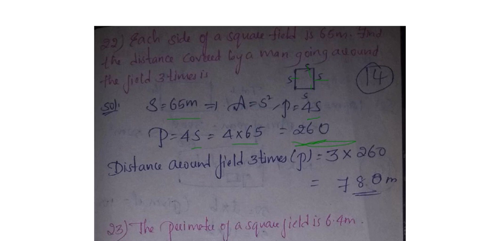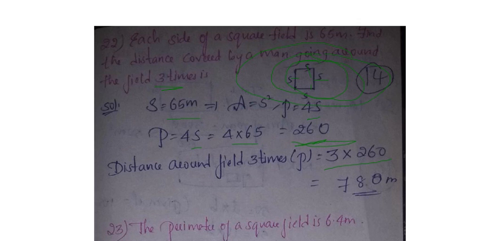They are asking how many times? 3 times we should go around it. If I go one time, I get 260. Second time you go, 260 plus 260. If I go 3 times, I'll get 260 plus 260 plus 260. Or simply we can write 3 into 260, that is 780 meters is our answer.